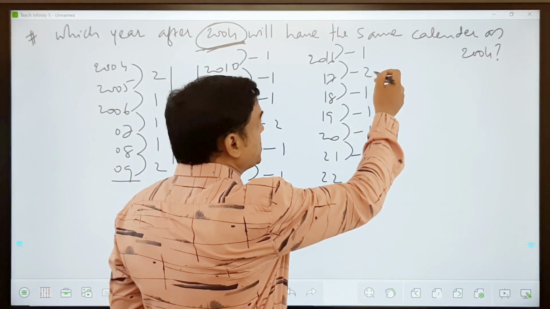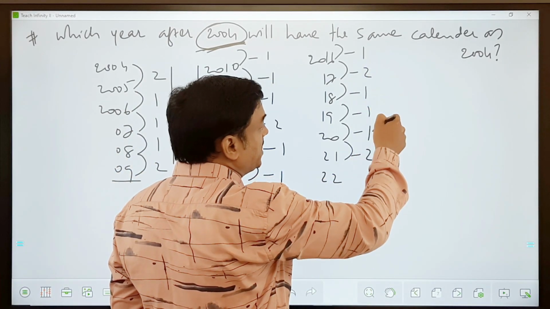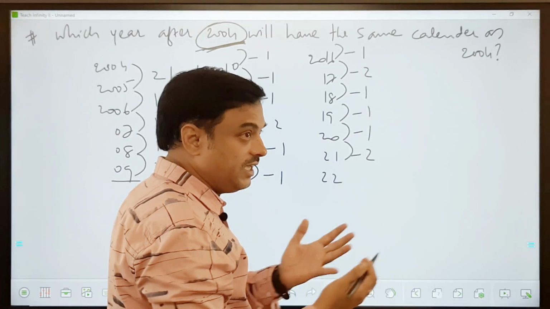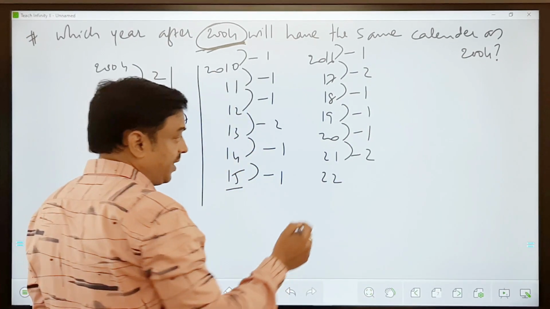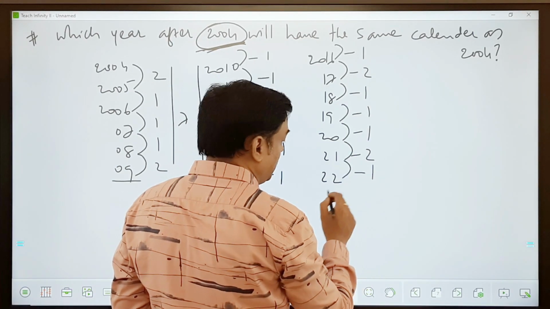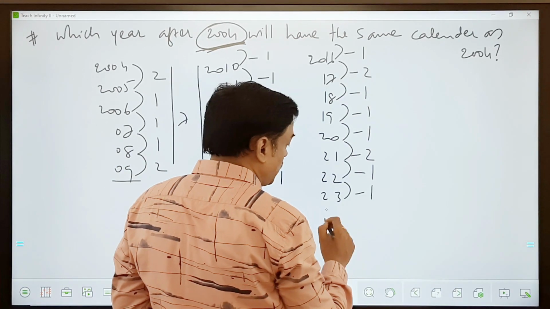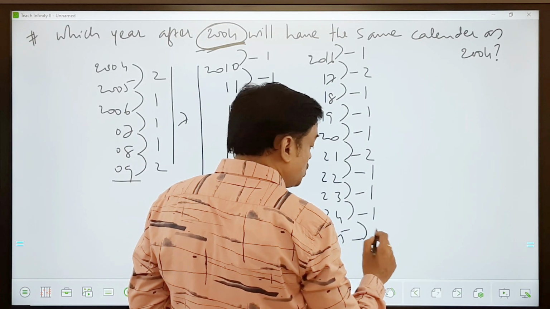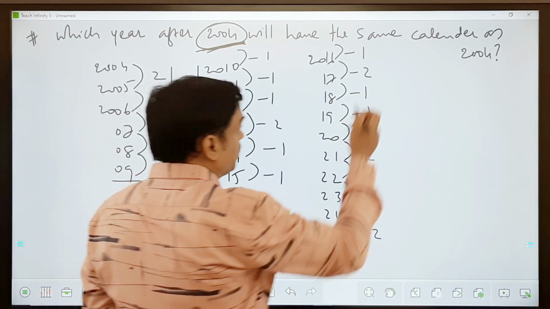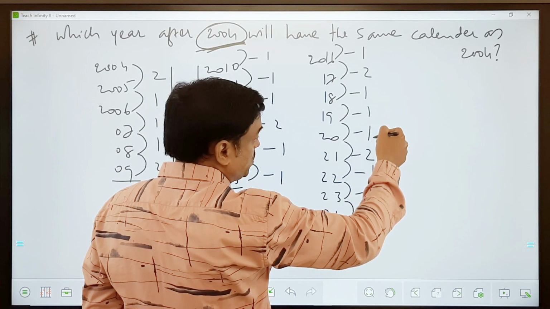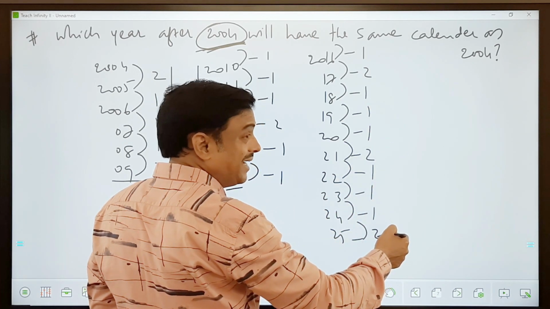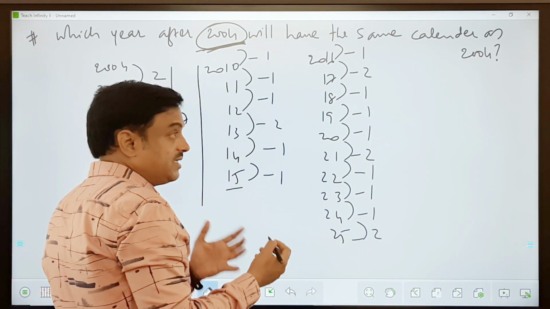The total is 1 plus 2, 3, 3 plus 3, 6, 6 plus 2 will be 8. So 8 is not what I am looking for, I am looking for 7. So this will be 1, 2023 will be 1, 2024 will be 1 and 2025 will be a 2. So let us get the total now here. This is 4, 4 plus 2, 6, 8, 8 plus 5 is something like 13, I got it. 13 is not what I am looking at.